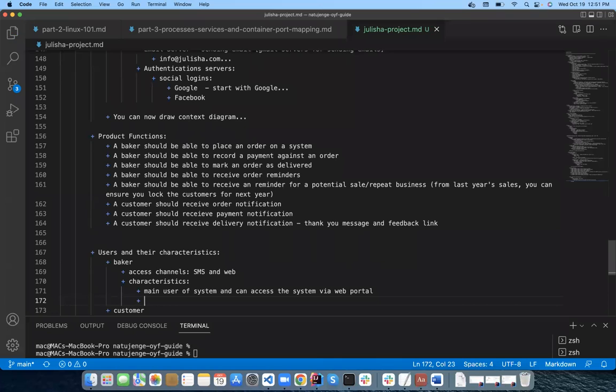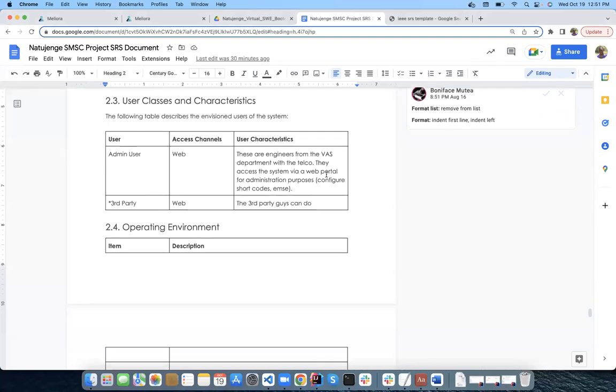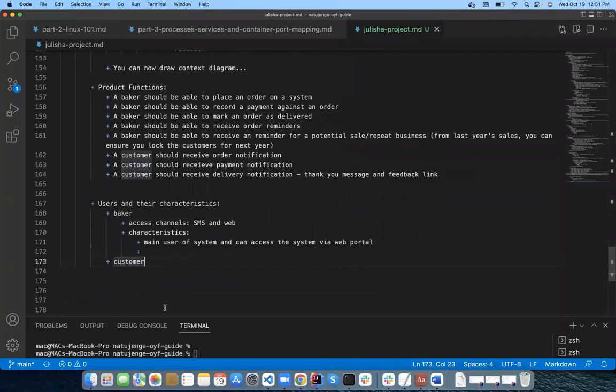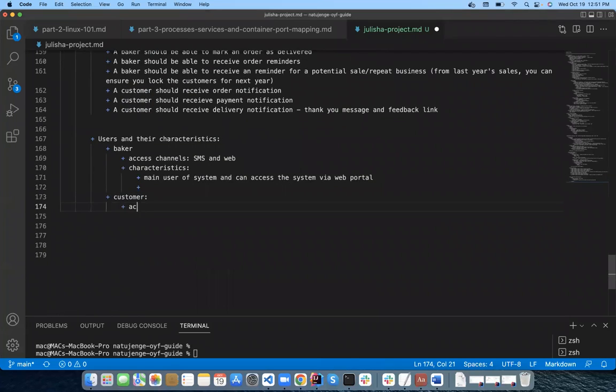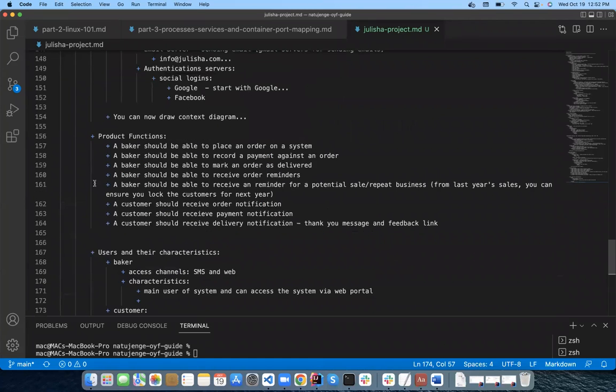So that's it. Yeah, so let's see what else you need to do. So here we can say they'll have an access channel. So these guys will primarily receive SMSs and they can do web. And this one is just for feedback. So they don't need to log in and view statements. No, it's not part of the requirements.